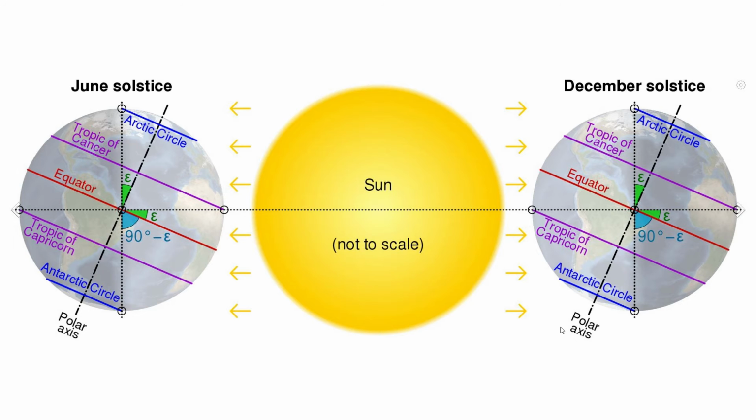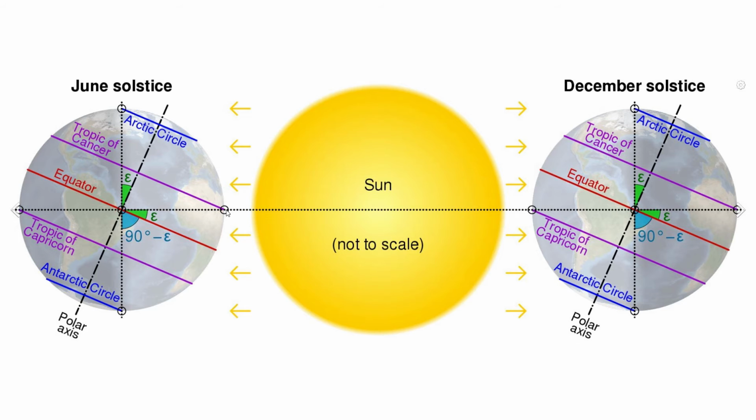So you might have heard the terms summer solstice and winter solstice before. What are they? The summer solstice is the time of year when the sun shines directly on the northernmost point on the Tropic of Cancer. It can go from the equator all the way up to here from spring to summer.